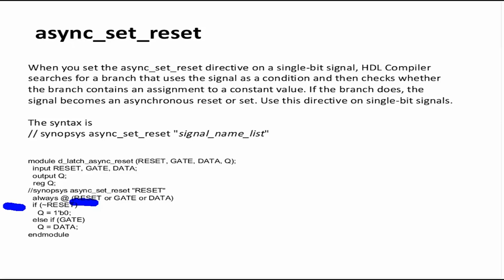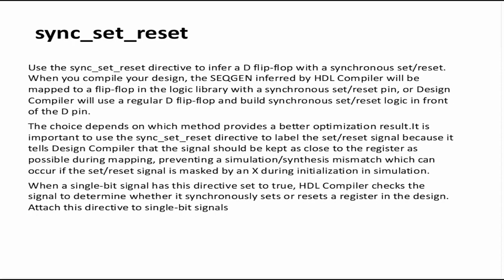Use this only on single bit signal. Now the SDL compiler will see it, and then it will check whether on reset you have assigned any constant to the register. If you have done it, it will try to look in the standard cell library to see if you indeed have an asynchronous reset or a set block, and then it will map. Thus, we have asynchronous set reset.